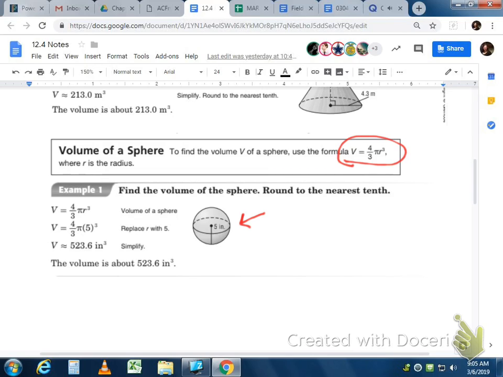In this example, the radius is 5. Oh wait, is it pi r cubed? Pi r cubed, yes. All you're going to be doing is replacing the radius with 5. Remember, exponents have to happen first, so make sure you take 5 cubed, then take it times pi, 3.14, and then take it times 4/3.